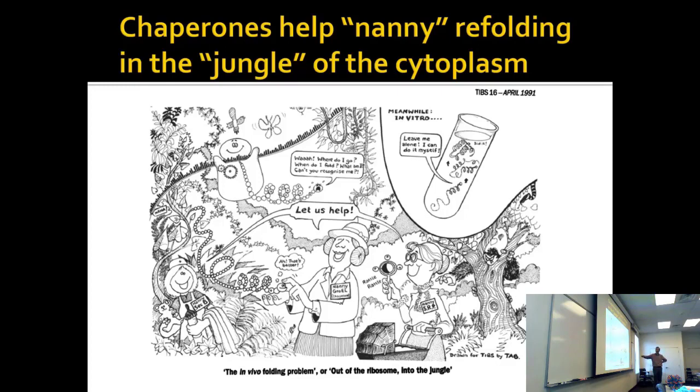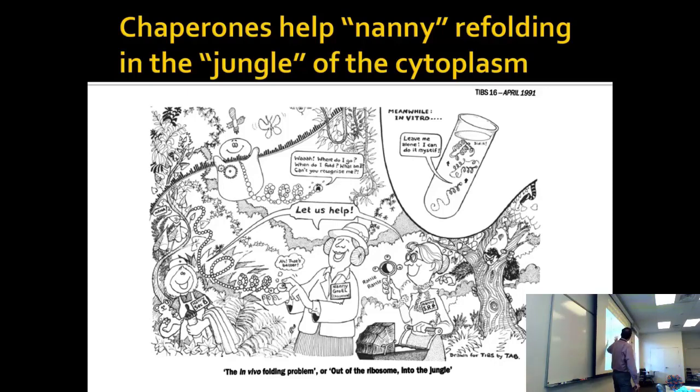There's so much going on. And the newly made protein is saying, where do I go? When do I fold? What am I? Can't you recognize me? And then you have the nannies for the newly made chain that will actually be like Mary Poppins, and they'll chaperone it so that it doesn't get mixed up with other aggregate-prone proteins.